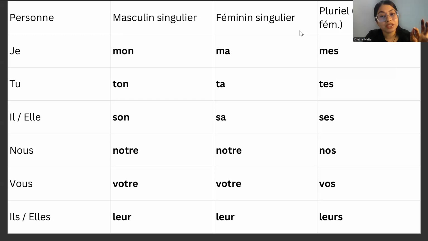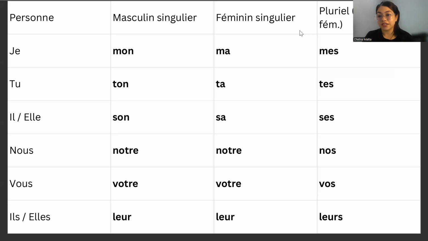Okay, so we will always use mon, ton, son, notre, votre, leur. For all kinds of feminine things, any kind of feminine noun, on utilise ma, ta, sa, notre, votre, leur. For the plural category, very obvious, mes, tes, ses, nos, vos, leurs. So this is how you use mon, ma, mes, ton, ta, tes, son, sa, ses, notre, notre, nos, votre, votre, vos, leur, leur, leurs.